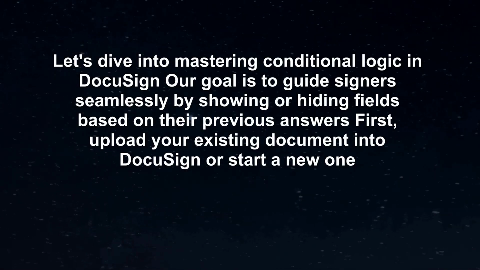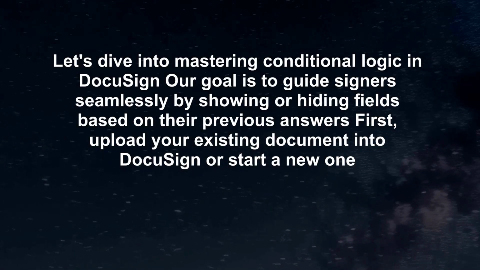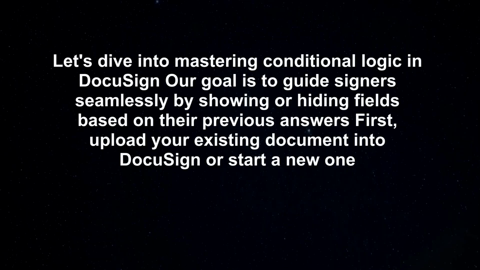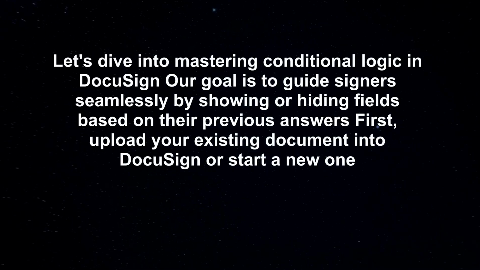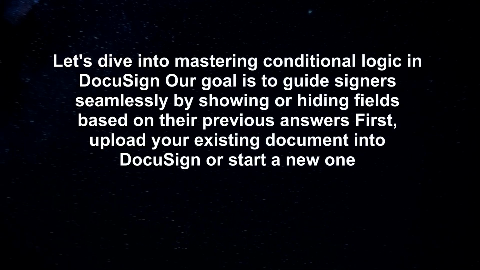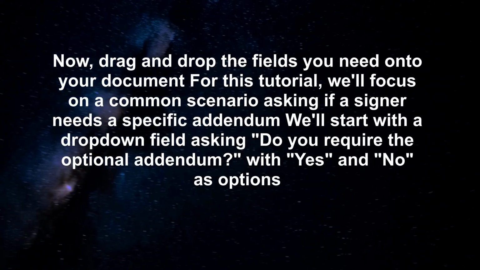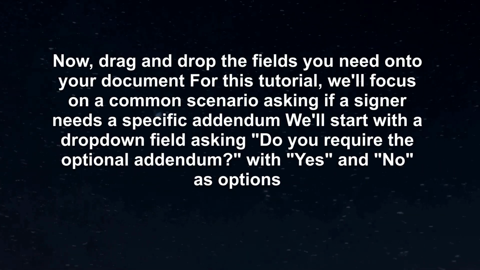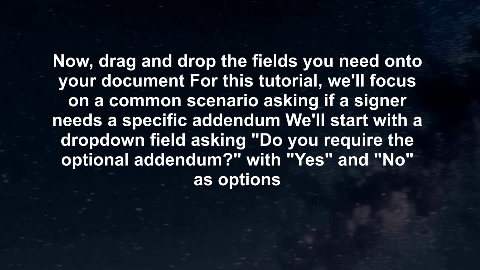Our goal is to guide signers seamlessly by showing or hiding fields based on their previous answers first. Upload your existing document into Docusign or start a new one. Now, drag and drop the fields you need onto your document. For this tutorial, we'll focus on a common scenario: asking if a signer needs a specific addendum.